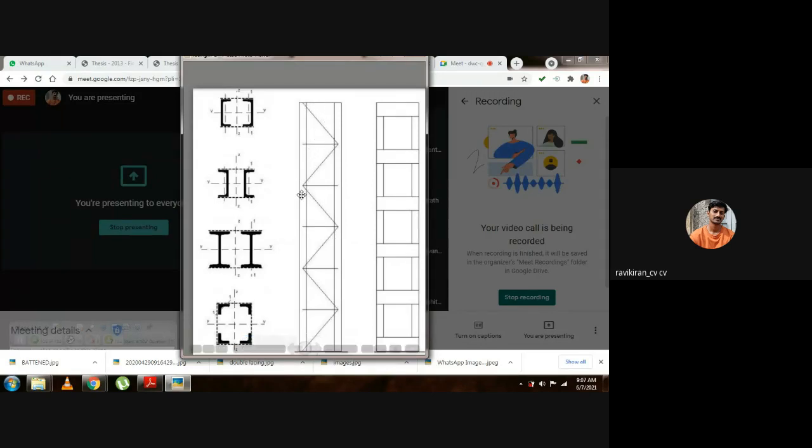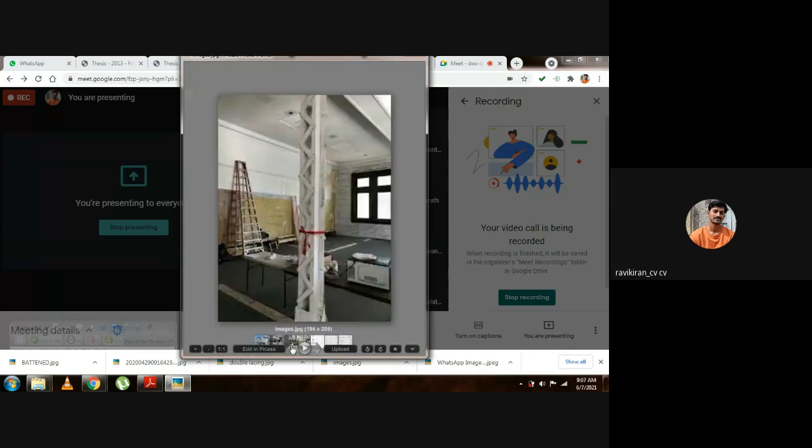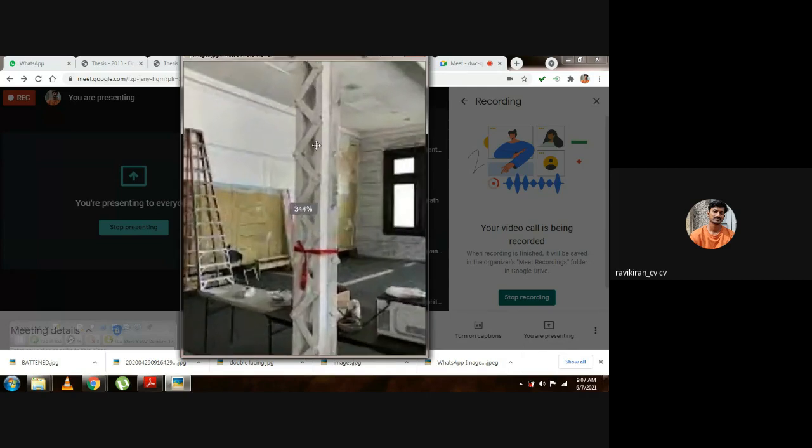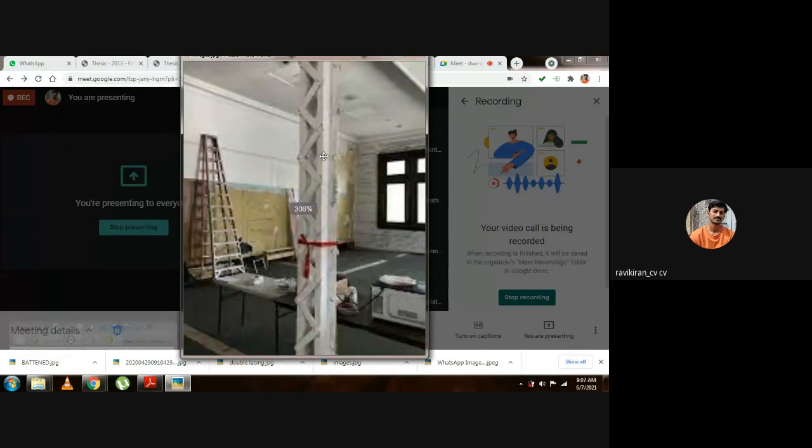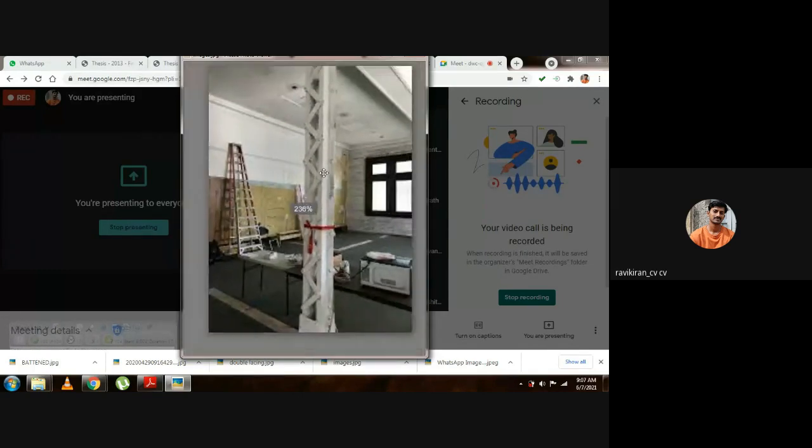The inclined line is called the lacing system. The inclined line. If you want to see it in practice, this is how it looks. The inclined portion is a lacing arrangement made to the channel sections placed. The image is not clear, I guess. The two channel sections placed back to back.